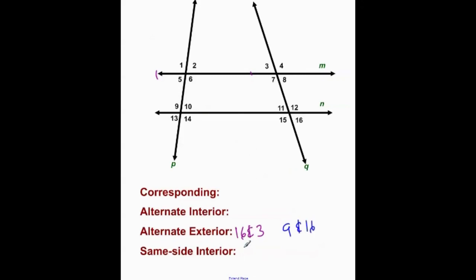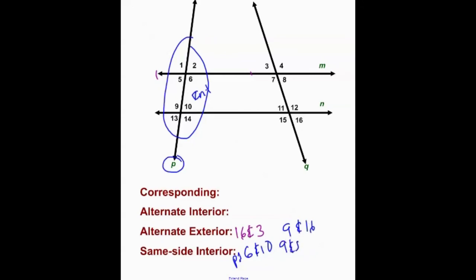All right, same side interior. Let's pick P. That means this is our transversal and this is our interior, and we want the same side. So 6 and 10, and I'd better list this. This is very important. Put the P right there. And 9 and 5.